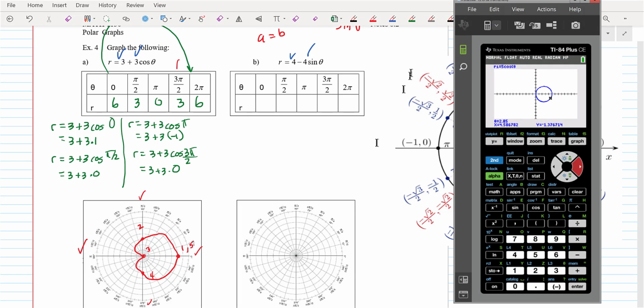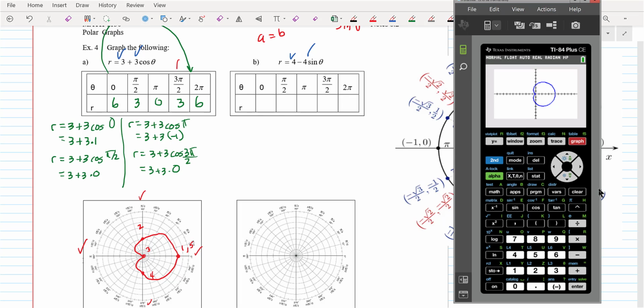Let's put this in the calculator so I can show you what these things look like. So you would just put in 3 plus 3 cosine theta, and it should be roughly the same thing we just did, okay? Looks like a bean, kind of. That's what cardioids look like, so you'd have to kind of know how to do that. Now, if you broke this up into 45 degrees instead of 90, you would get a little bit more accuracy with your points, but the idea is to get the idea of what the cardioid structure looks like, and then be able to put that together.